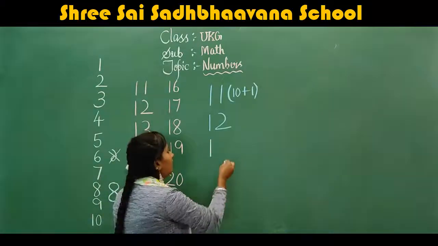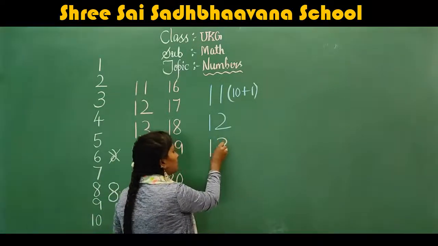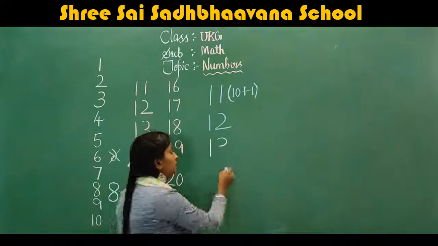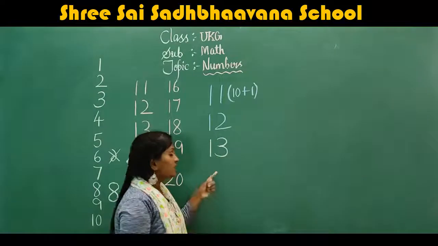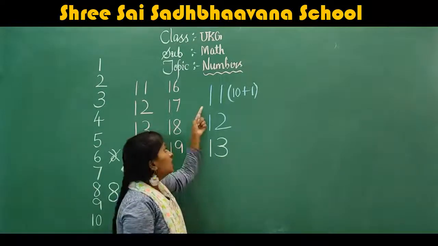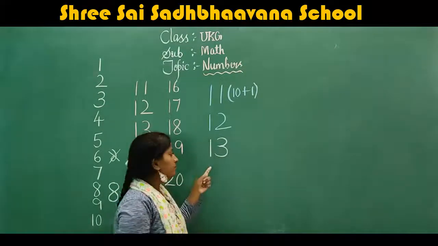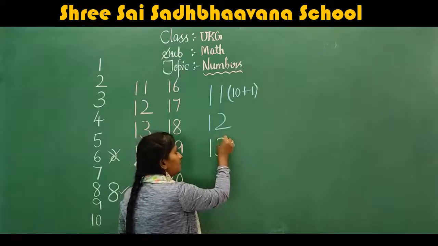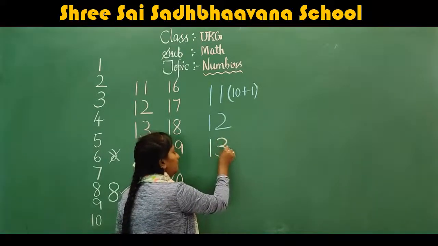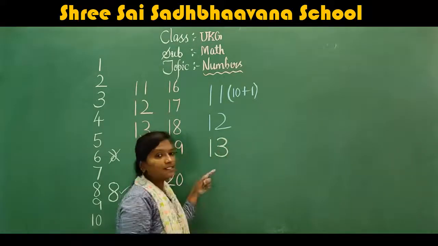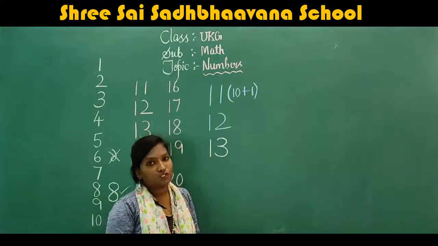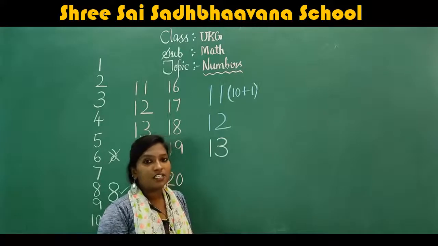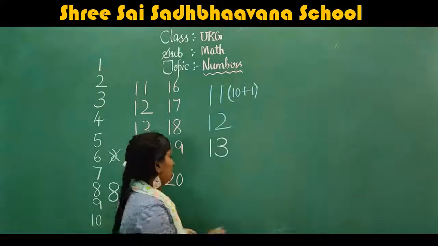Number 1, left curve. The remaining of the left curve is called number 13: 11, 12, 13. See, you need a left curve and the remaining of the left curve. This is number 13. After 13, number 14. Right, children? After 13, number 14.